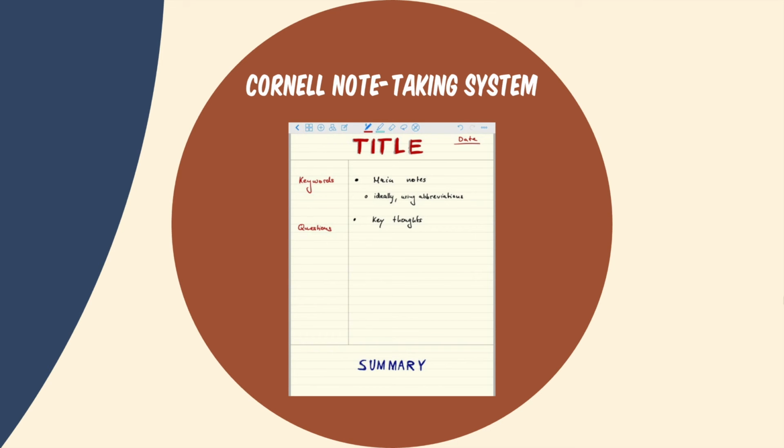You can also use this, as I mentioned before, to review your notes interactively. What you would do is you cover up the bit in black. So you fold your paper, so all you see is the bit in red where it says keywords and questions. So that's all you see.